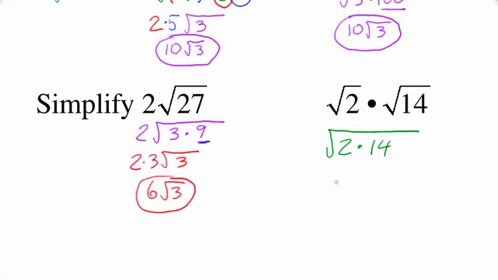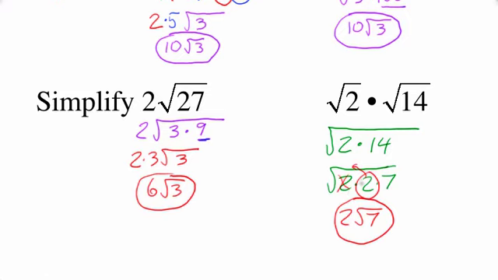And now we follow the same steps that we have been following, which is to factor what's under the radical. And here it's 2 times 2 times 7. And I see a pair. I see a pair of 2s. I'm going to cross out a 2 and bring out a 2. And I'm left with 2 root 7.